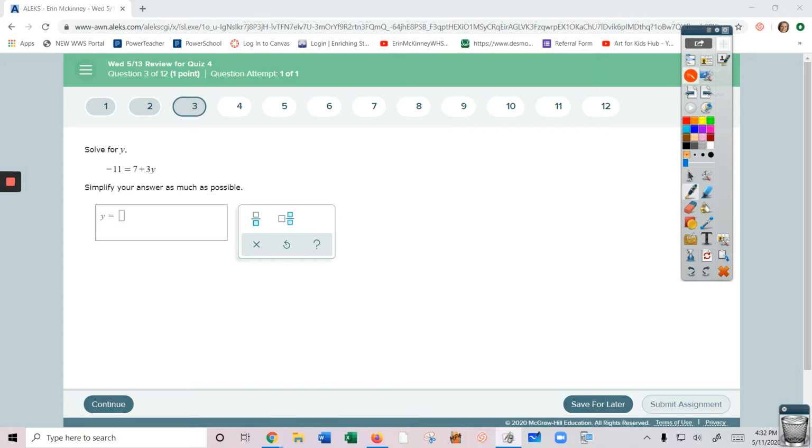Number 3, we have negative 11 equals 7 plus 3y. So remember, when we're solving equations, we do order of operations backwards, which means, right, PEMDAS, but in reverse. So the subtraction and addition, we want to undo first. So we're going to focus over here on the right-hand side because that's where our variable is, right? So we're going to look over here. And we need to undo anything that's attached with addition or subtraction, which is the 7.